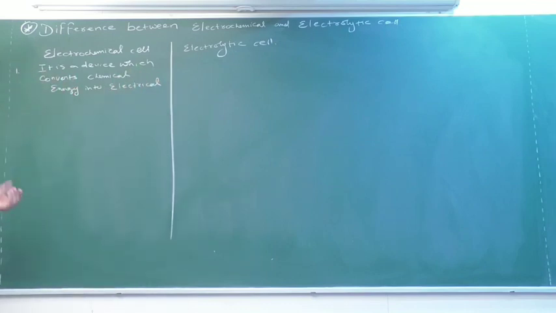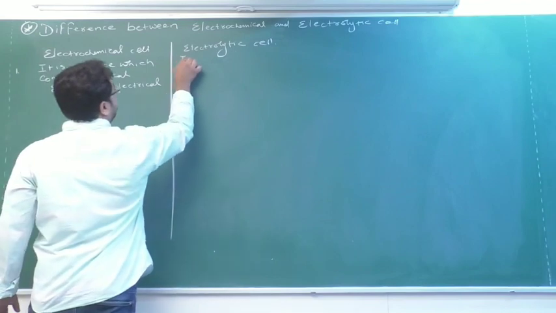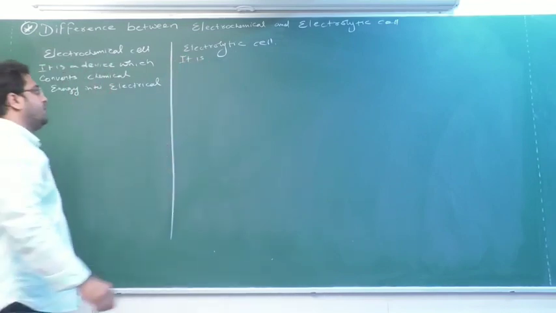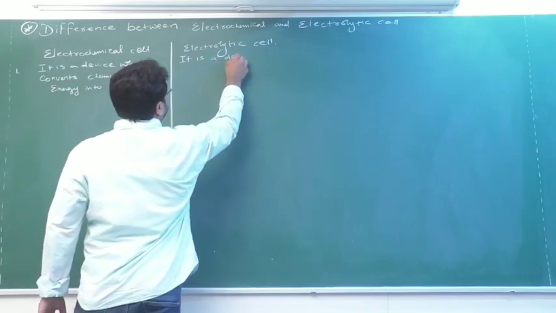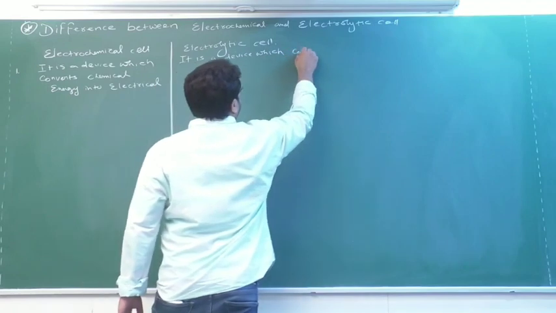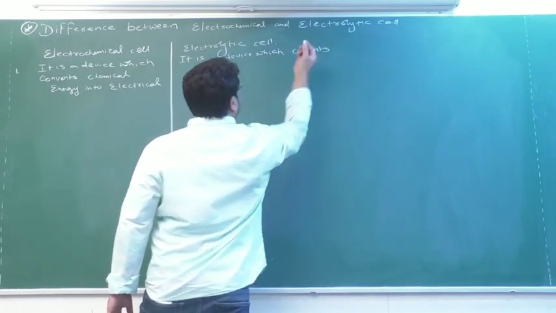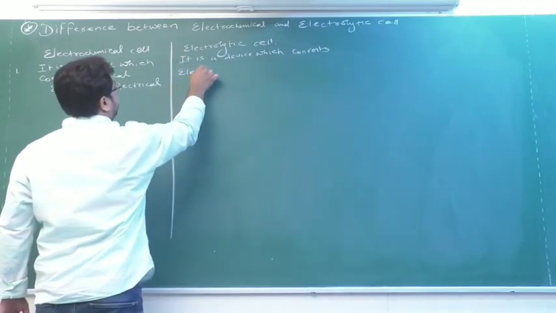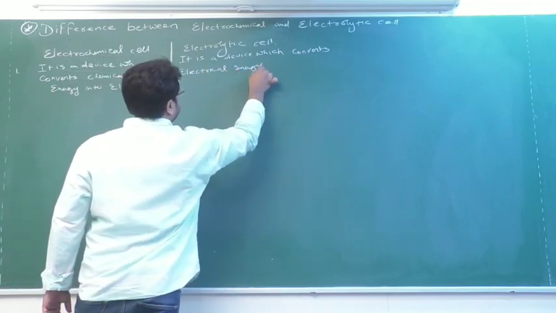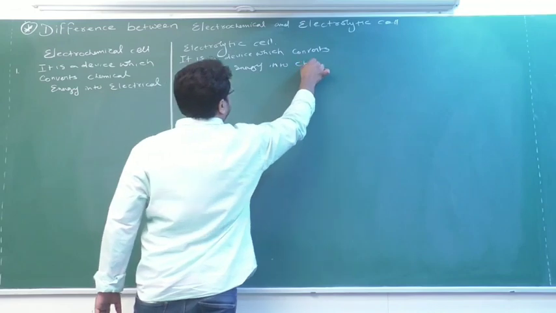Next comes electrolytic. What was the principle? It is a device which converts electrical energy into chemical energy. So it's a device which converts electrical energy into chemical energy. You getting it?